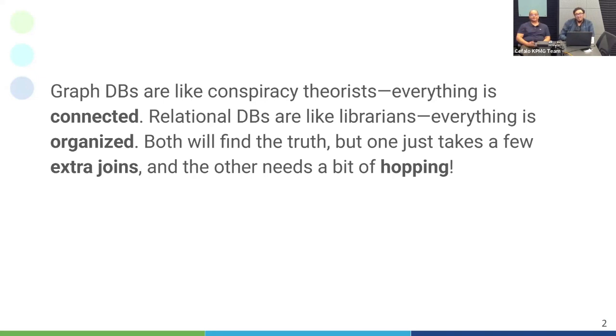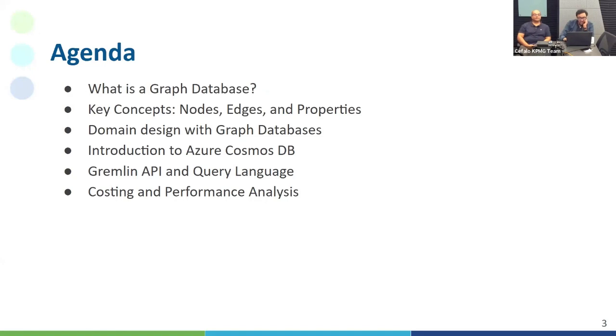So in a graph design, you need to hop to get the data, and for relational, we need to perform join operations. Okay, so our agenda today is basically an introduction to graph databases, and we'll show some key concepts, and we'll share some things regarding how to do domain design with a graph database. Then I'll jump to the Azure Cosmos and Gremlin API sections, and we will do some comparison regarding costing and performance.